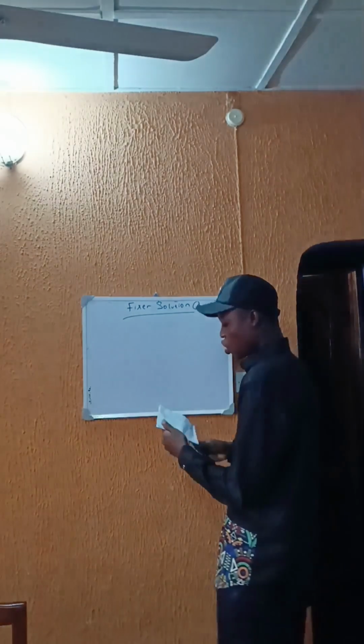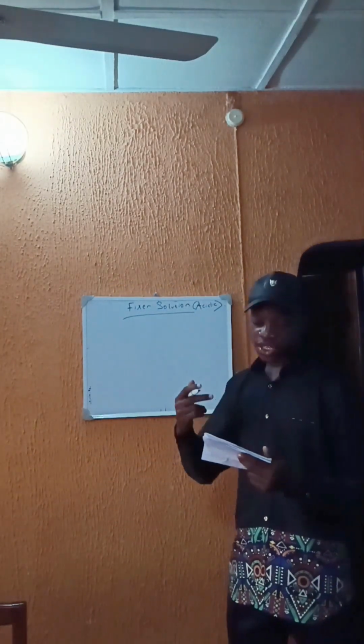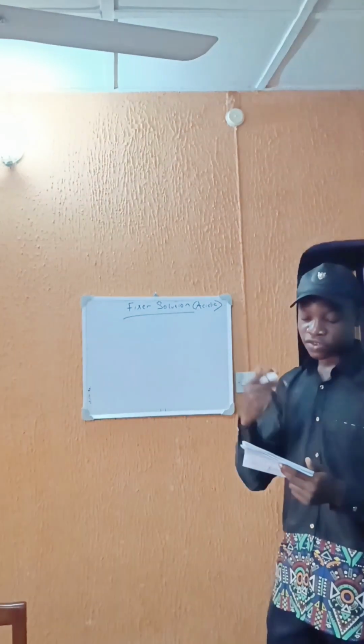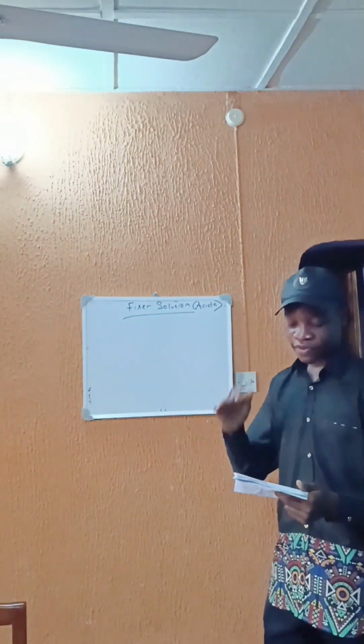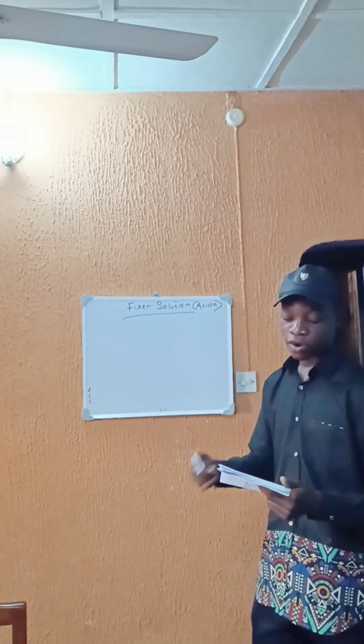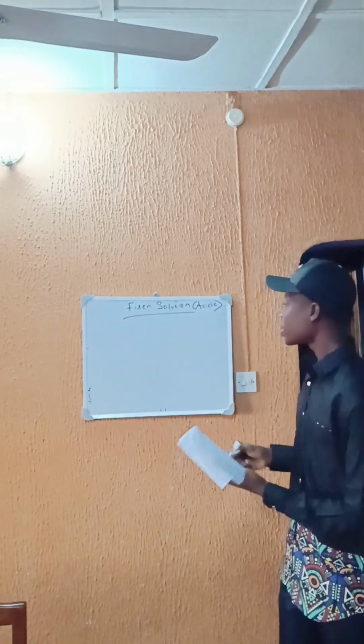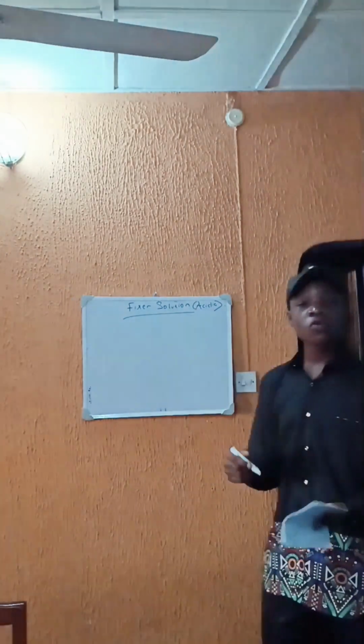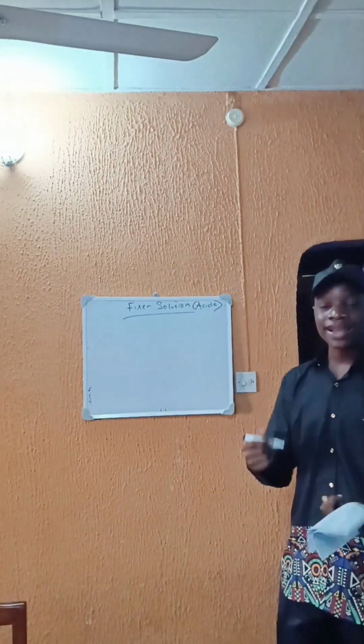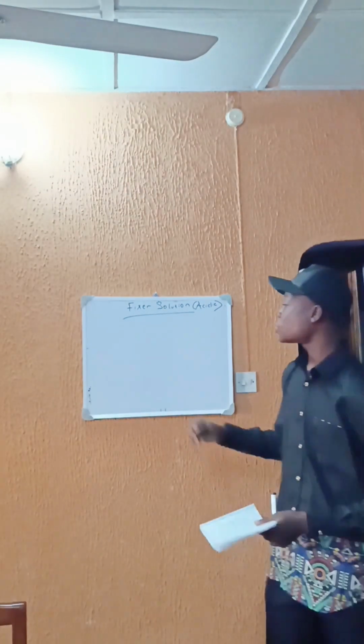Now, in the fixer solution, let's see what's here. The fixer solution helps to get rid of unexposed silver halide grains by dissolving them out of the solution and fixing the image from the developer solution permanently on the film. Now, what does it mean? This fixer solution also gets rid of silver halide, the excess silver halide grains that were not exposed.